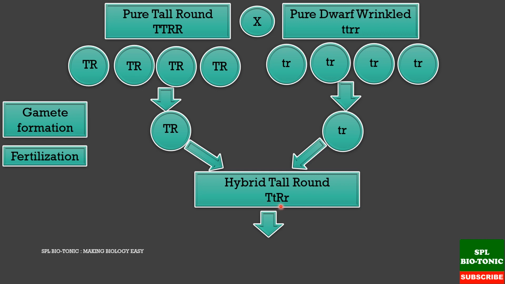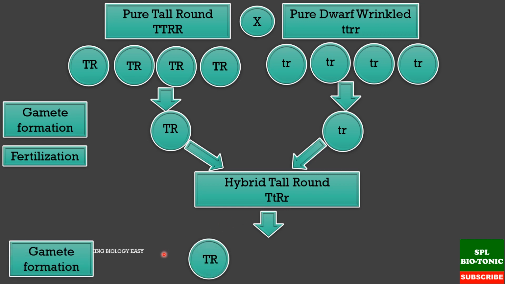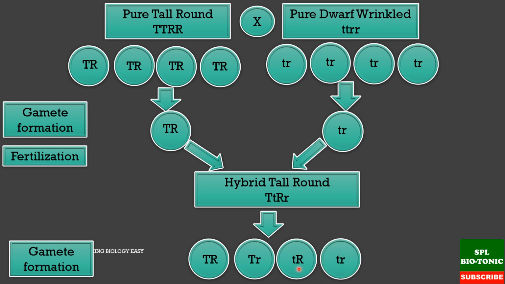Now we know that once we know the number of heterozygous characters for a genotype, we can calculate the number of gametes it is going to form. In this example, the number of heterozygous characters is 2. So it will form 2 raised to 2, that is 4 gametes. The first is capital T capital R, second is capital T small r, third is small t capital R, and last is small t small r. Now we'll see how these gametes unite to form the F2 generation.